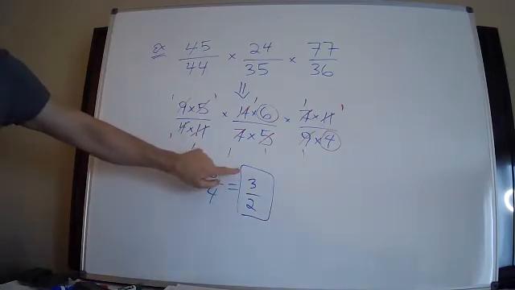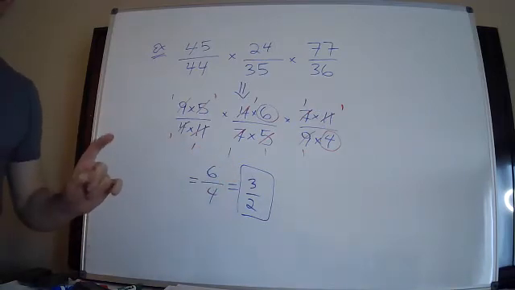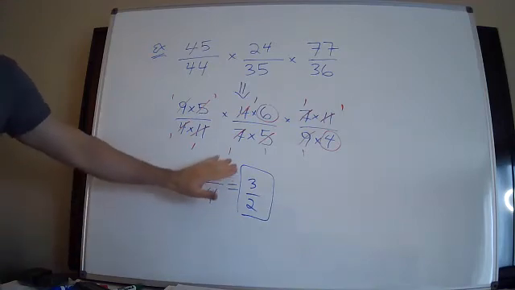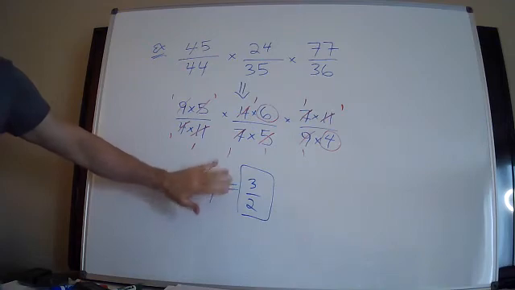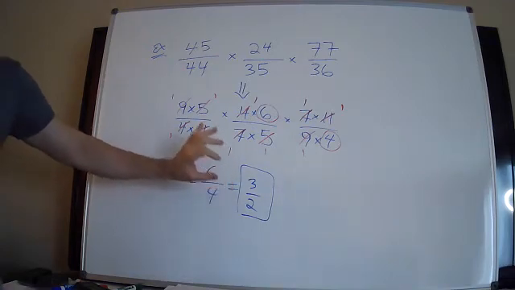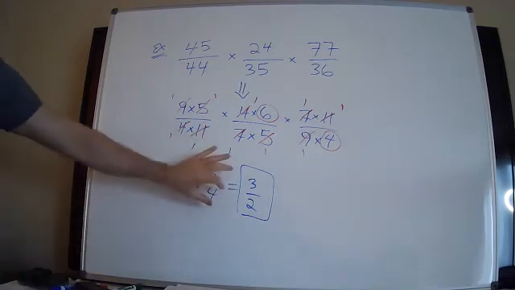When the number on top is bigger, this is called an improper fraction, whatever. We don't care. You're not doing mixed numbers in here. I'm not going to write this as 1.5. I'm leaving it as 3 over 2, and so will you. Okay, this is your answer.